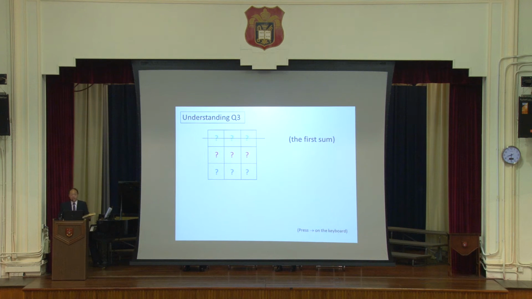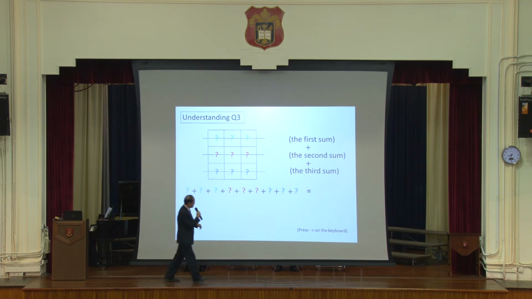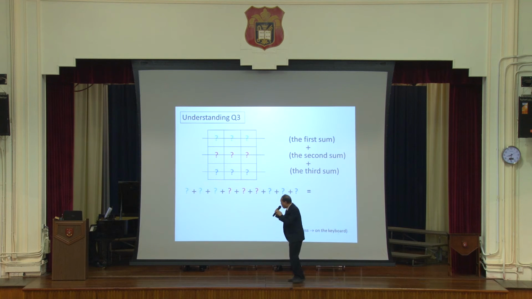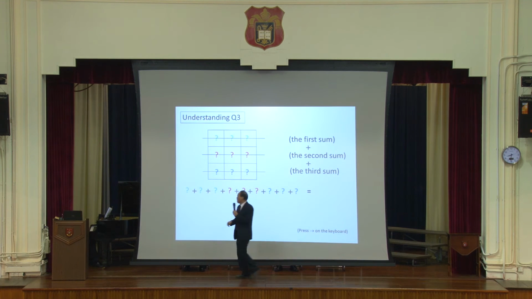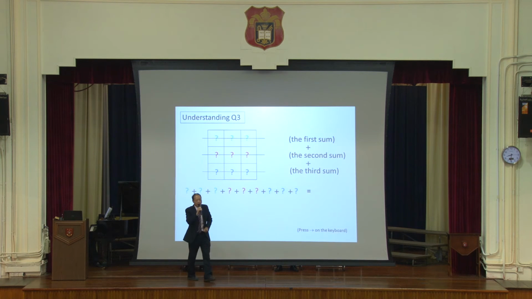Okay, let's investigate it. Okay, shall we? So this is the first sum. This is the second sum. This is the third sum. What happens if we add them together? So all the question marks come out, right? Excuse me? Okay, now, can you hear me? So we have 9 question marks.